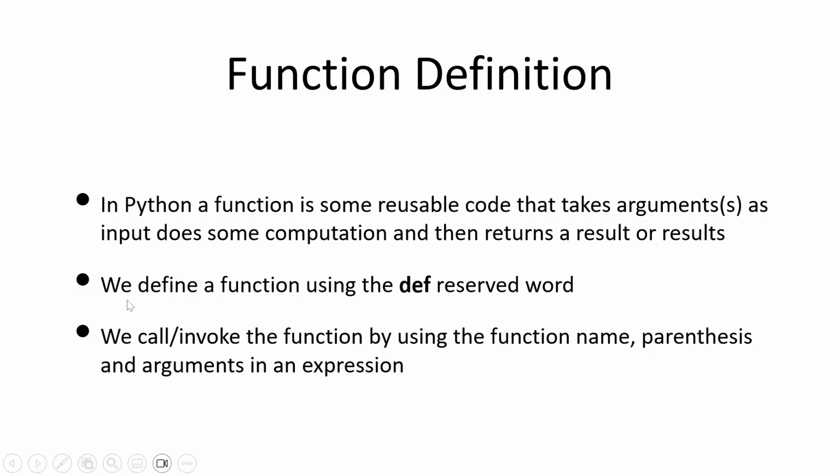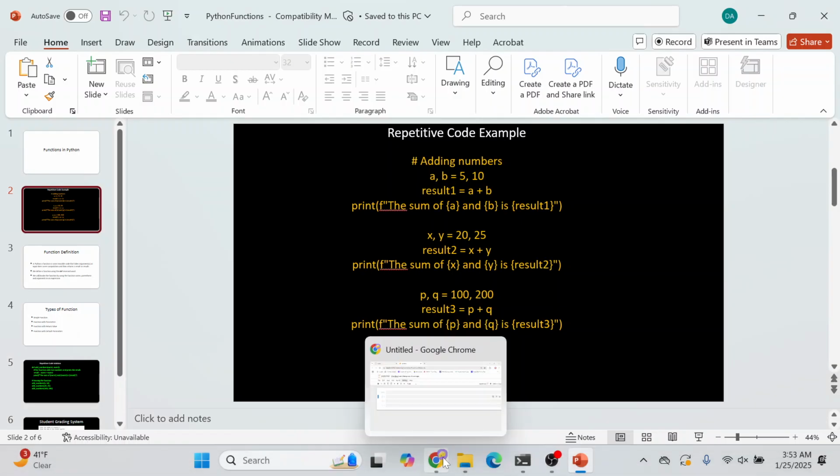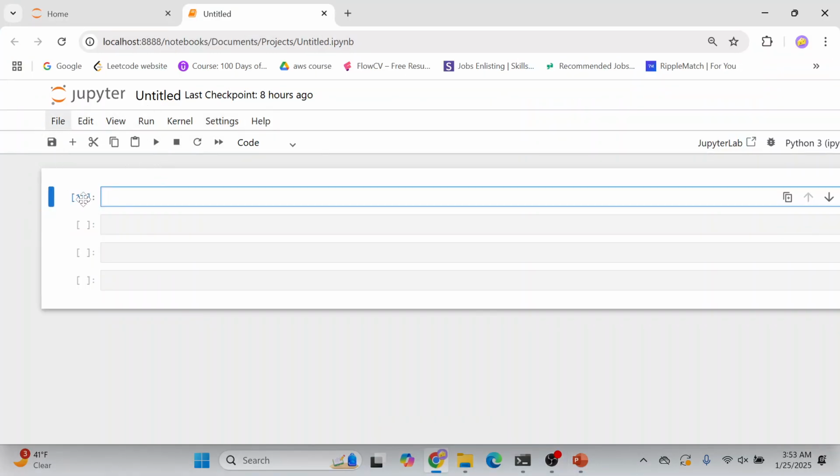So to define a function, we have to use the def keyword followed by the function name, and to call the function we have to write the function name followed by the parentheses. Inside that, if we have any parameters, we can just pass the arguments. So for this repetitive code, the simplified version in function format, I will show it in a practical way. I have opened a Jupyter notebook. Before that, let me just show you the syntax again.